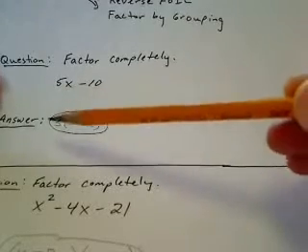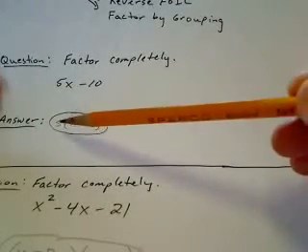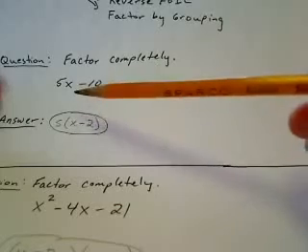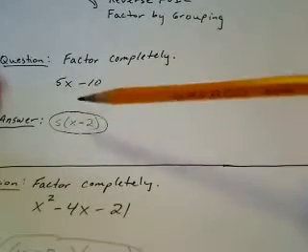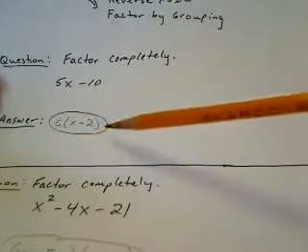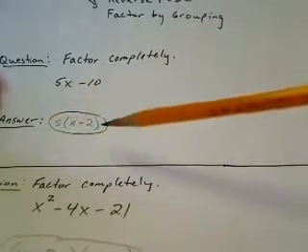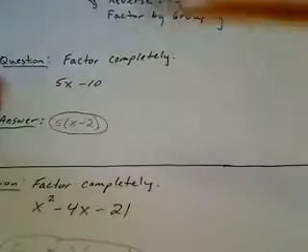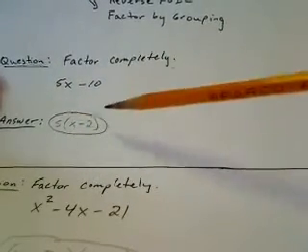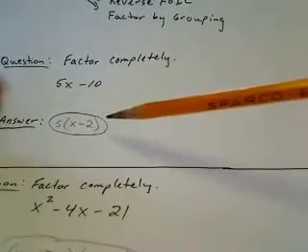So we can check our work, we use the distributive property and distribute. 5 times x is 5x, and 5 times negative 2 is negative 10. So as long as we can get back to what we originally started with, then we can manipulate the equation the way that we need to. So this is factoring completely using the greatest common factor.